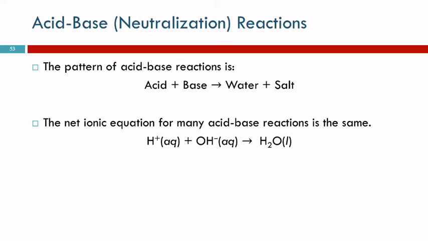So the pattern here is we have an acid plus a base reacting to form water and salt. This is the ionic compound. Usually those are going to be soluble ionic compounds. When we write the net ionic equation for these acid-base reactions, many times it will be the same: the hydrogen ion from the acid reacting with the hydroxide ion from the base to form water, because the salt ends up being soluble.